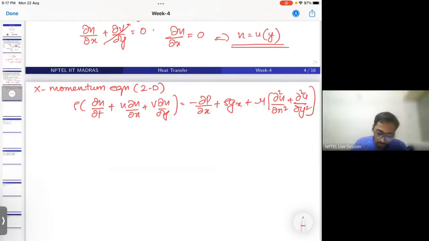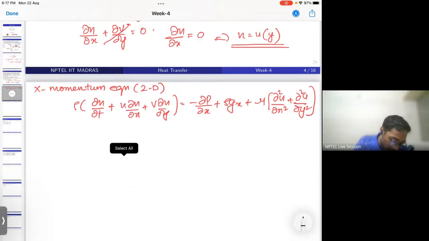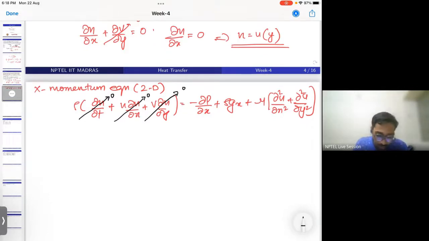So now we are going to apply the assumptions, sorry, our conditions. It's a steady state, so this term becomes 0. As v is 0, this also becomes 0. Dou u by dou x is equal to 0, so this term will also be 0. We are neglecting the effect of gravity, so this also becomes 0.